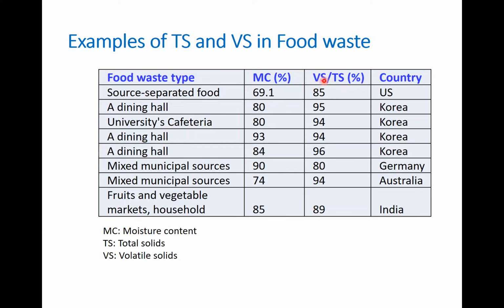The volatile solid here is a measure of the organic matter that can be combusted at 500 degrees C plus or minus 50 degrees C. Again, for some other material you can have different values depending on the source of the material. Even the source can change from one country to another.